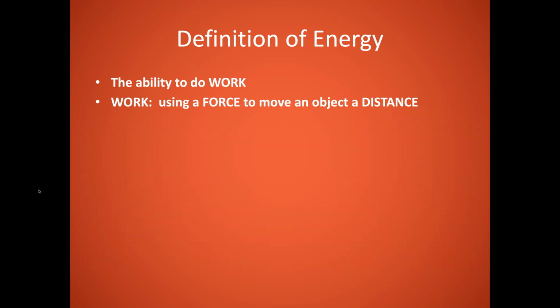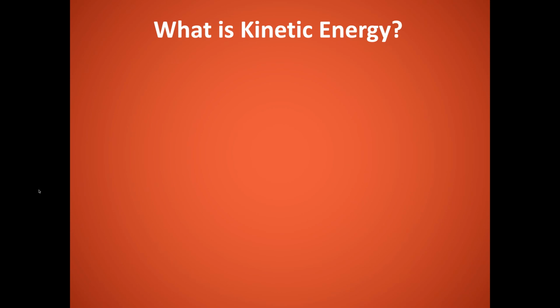If the object is not moving, then work is not currently being done on it. So a baseball that's thrown through the air, work has been done on that baseball. But if all you're doing is holding it in your hand, work is not being done on that baseball at that moment. So we have two kinds of energy: energy where work is being done right now, or energy that could be put to use to do work.